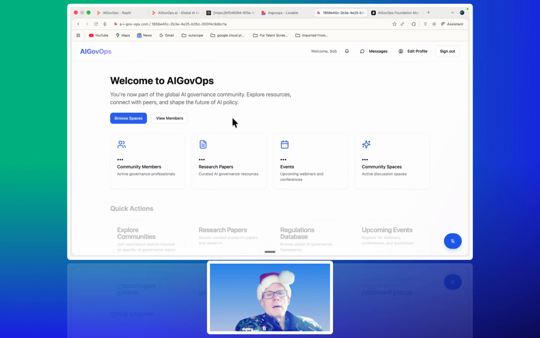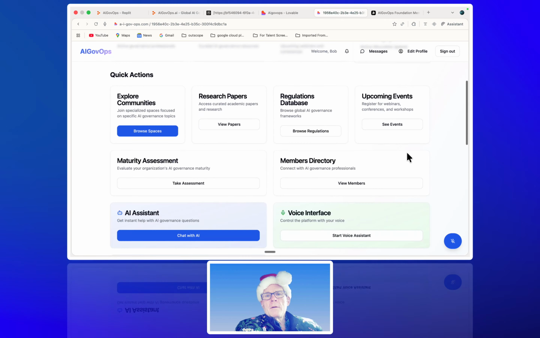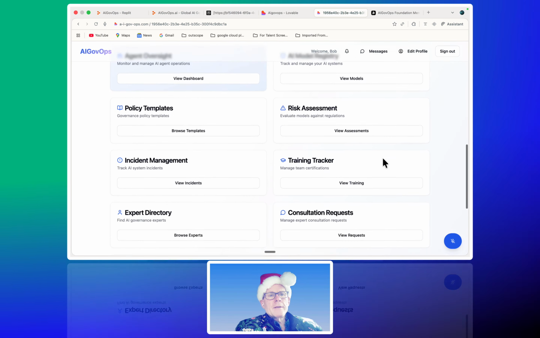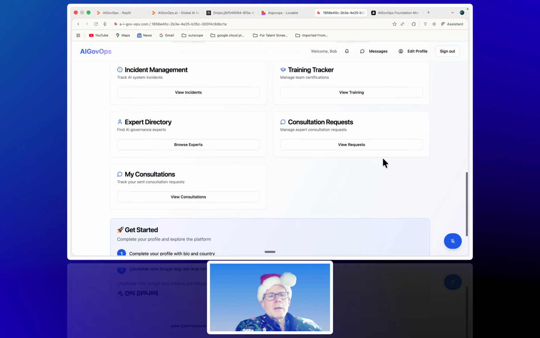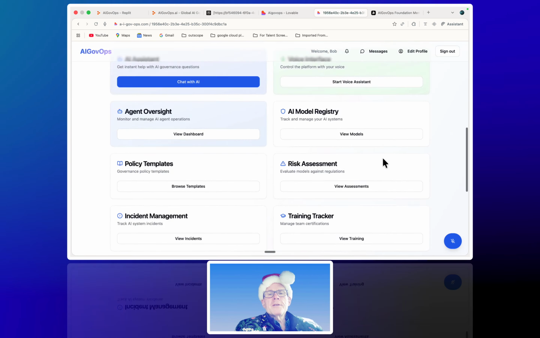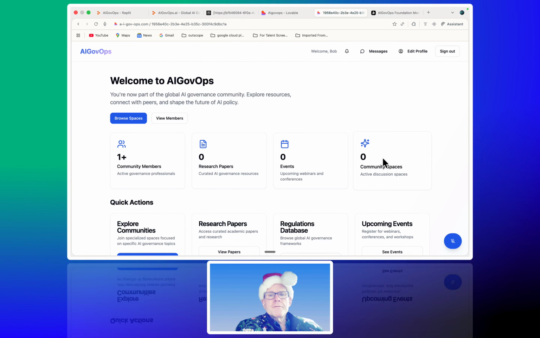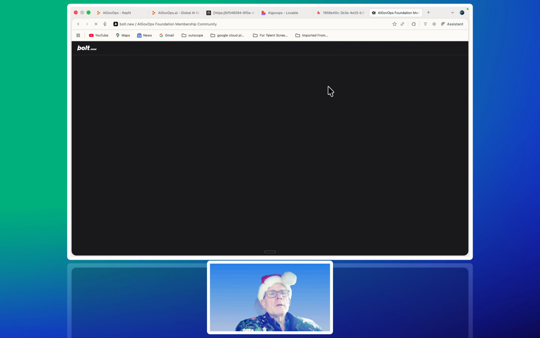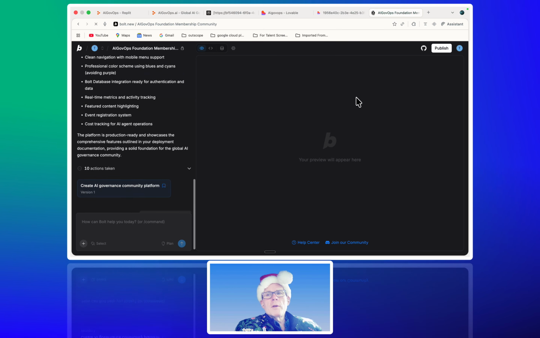We like it. We did implement a lot of the features like the voice platform, the model registry. We added some risk assessment, policy tracking, training. The problem is keeping this up to date and really making it useful without making it sort of AI spam, right? So we then went over to Bolt, which is doing some really cool stuff.